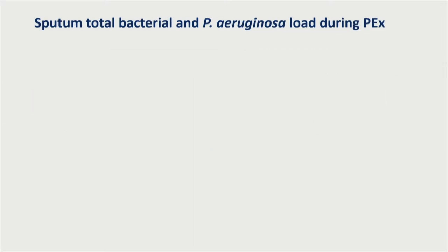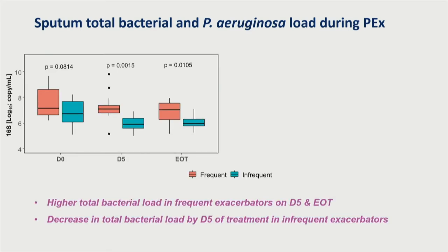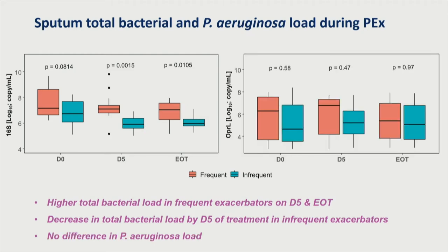Next, we looked at sputum total bacterial and Pseudomonas load by qPCR, and we found that frequent exacerbators had a higher total bacterial load on day 5 and at the end of treatment, with infrequent exacerbators having a significant early decline in their total bacterial load between day 0 and day 5, whereas frequent exacerbators had no overall change in their total bacterial load. There was no difference in total Pseudomonas load between cohorts, indicating that these differences in total bacterial load were not attributable to Pseudomonas.